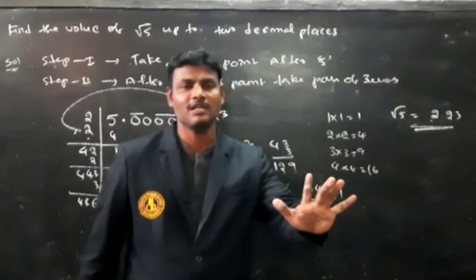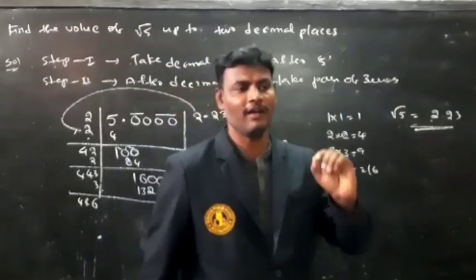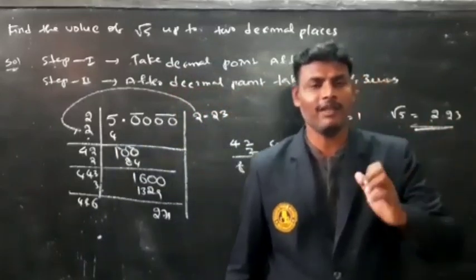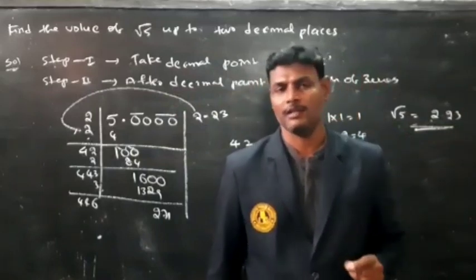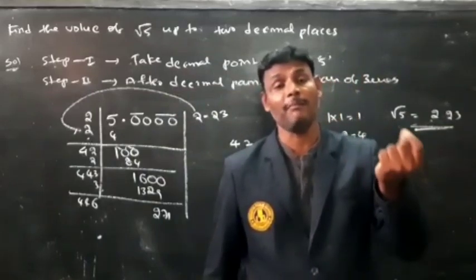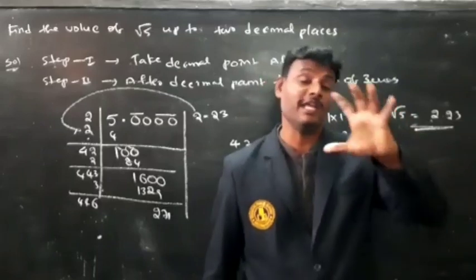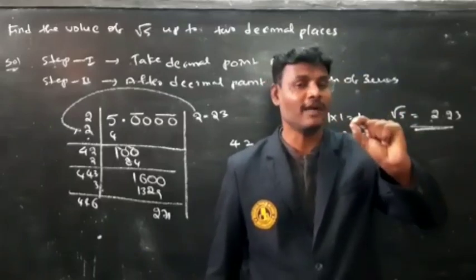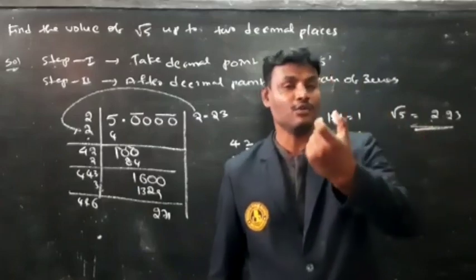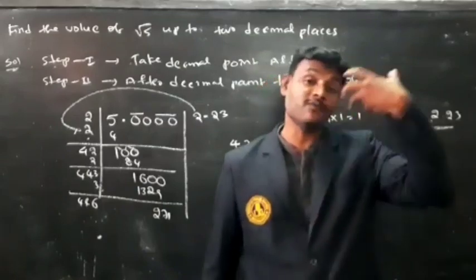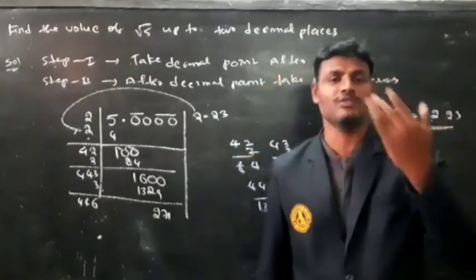What is the process? For example, I need the value of root 7. Take 7 and keep a decimal point. After the decimal point, take pairs of zeros. If we ask for 4 decimal points, you have to take 8 zeros. Why? Because for 1 decimal point, take 1 pair. 2 decimal points, second pair. If we ask for 5 decimal points, take 10 zeros.